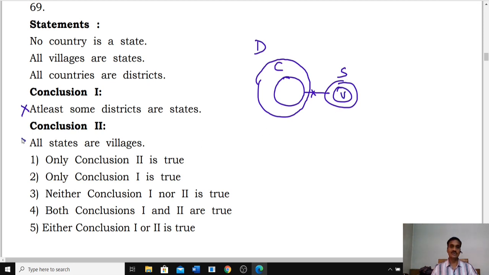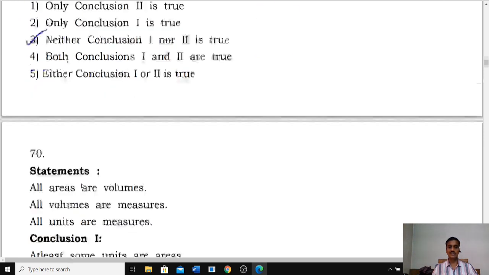Some states are villages but not all. Hence neither 1 nor 2, that is choice 3.